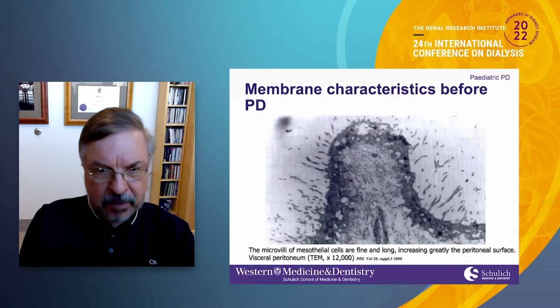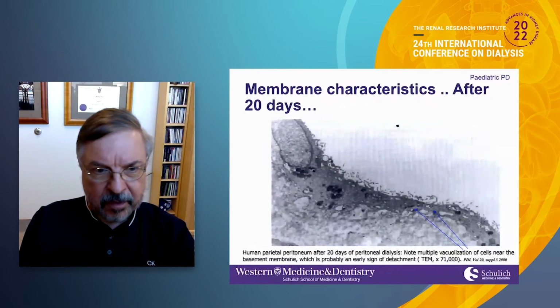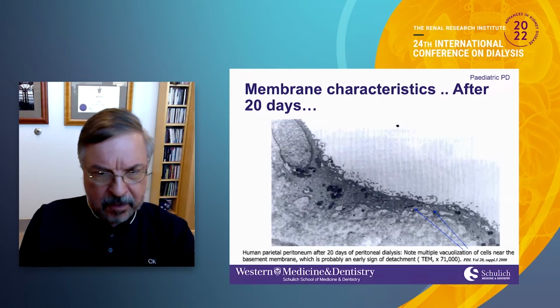And here are just some examples from electron microscopy studies. The microvilli of mesothelial cells are fine and long in a healthy peritoneum. After just 20 days of PD with conventional solutions, there are significant changes. There's a marked reduction of the microvilli. There is vacuolization of cells near the basement membrane, which is probably a sign of early detachment.